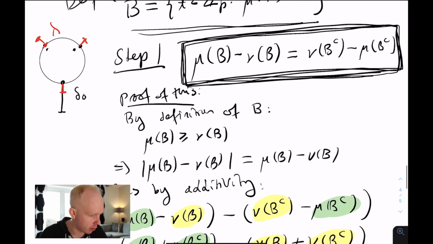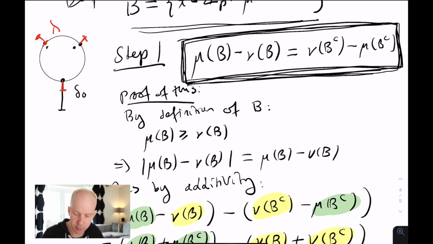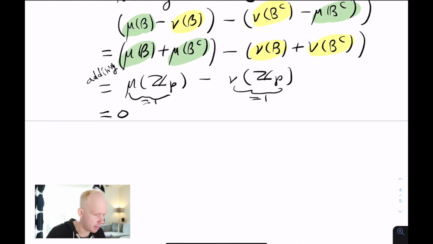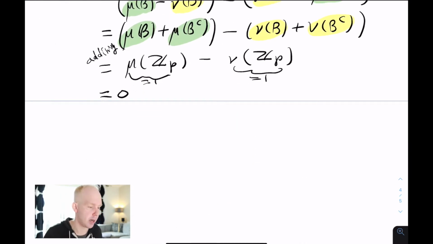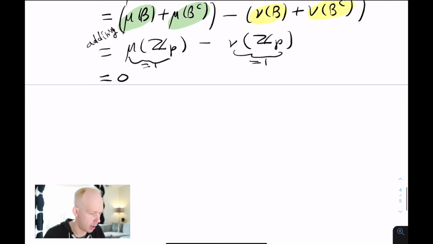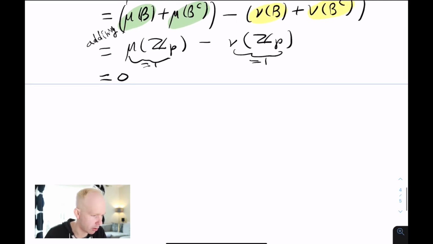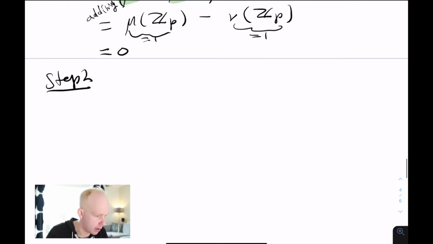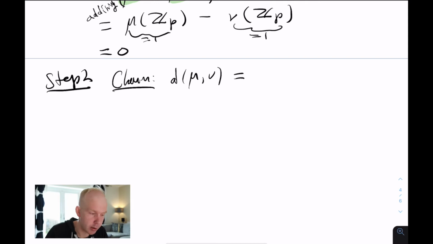So let's continue the proof with this identity that we just proved. So mu(B) minus nu(B) is equal to nu(B complement) minus mu(B complement). And we now want to prove that it actually maximizes the total variation distance. Sorry, not the entropy. So let's take step 2.